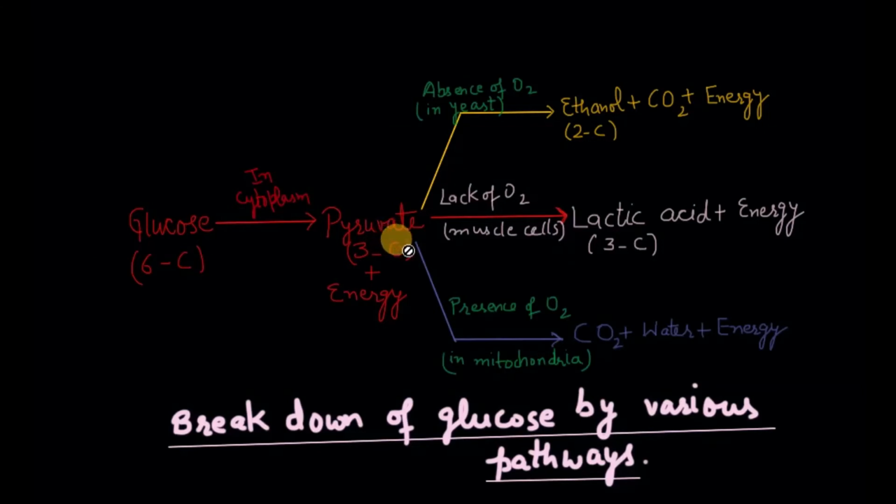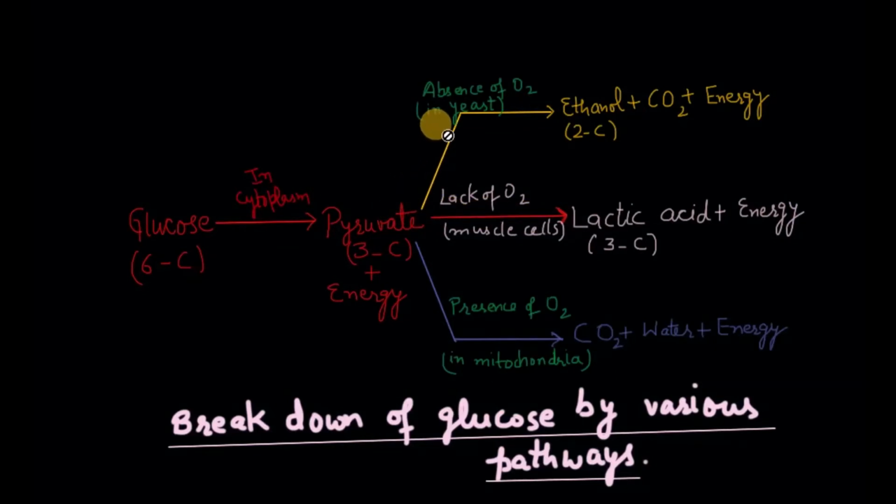Usually in the presence of oxygen inside the mitochondria, it performs aerobic respiration and gets broken down into carbon dioxide, water and energy. But when we are doing strenuous exercise and sufficient oxygen is not available to our muscle cells, then even in the lack of oxygen, it breaks down further into lactic acid and energy is produced.